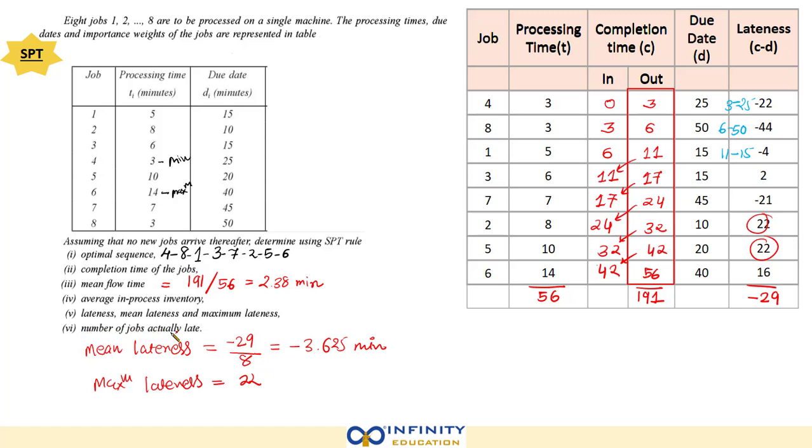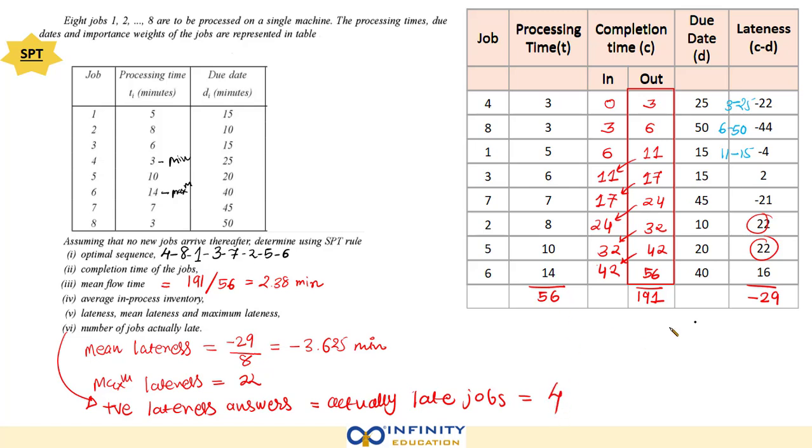The last one is the number of jobs actually late. So how many jobs are actually late? The positive lateness answers are our actually late jobs, which is 4. These 4 jobs are actually late.